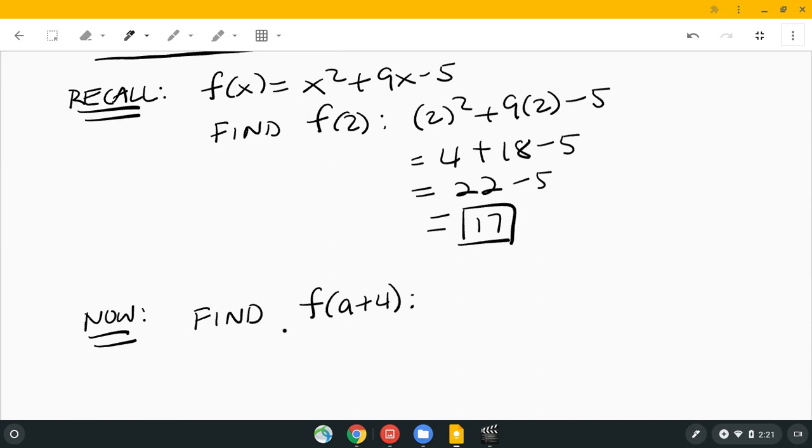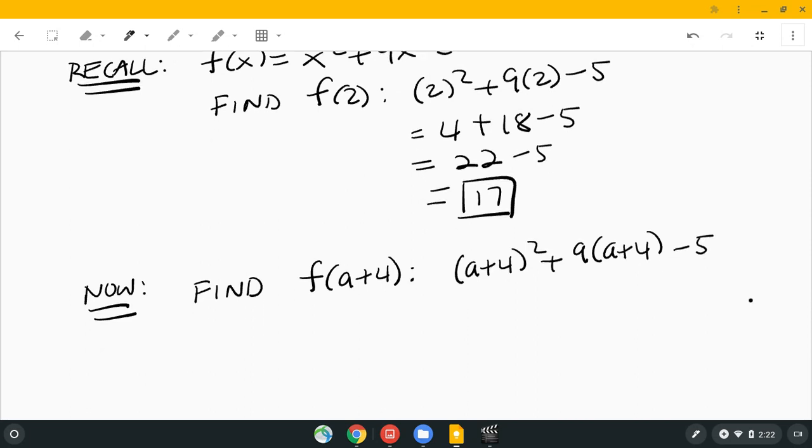Okay, so make sure you use parentheses. So it's going to be a plus 4 squared plus 9 times a plus 4 minus 5. All I did was replace all of the x's with a plus 4. So a plus 4 goes here, a plus 4 squared, that's how I got that, plus 9 times a plus 4, that's how I got that, and then bring down the minus 5.